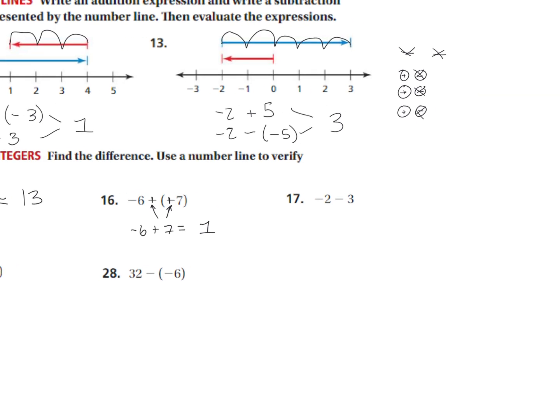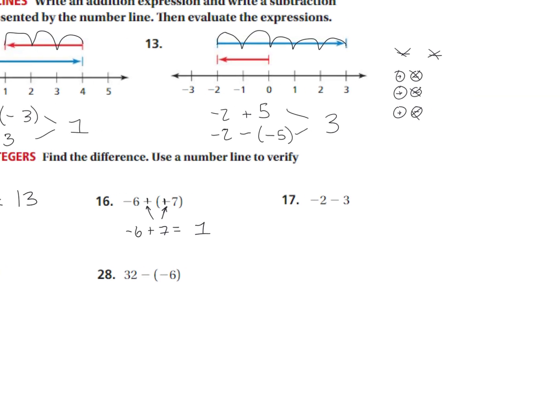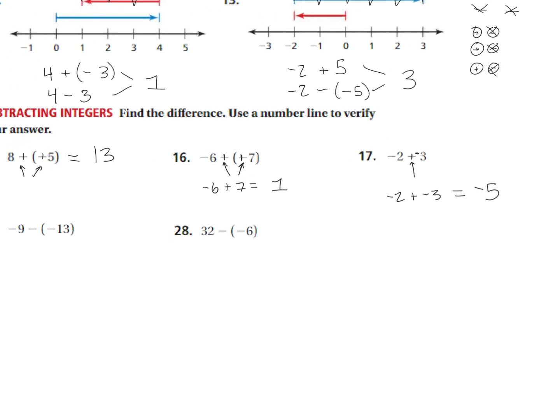Okay, so the next one. Never touch the first one. Now I see minus and then a positive 3, meaning this is going to be a chop slash situation. Okay, now I've just got negative 2 plus negative 3. Just adding negatives at this point. How many total are there? 5 of them.